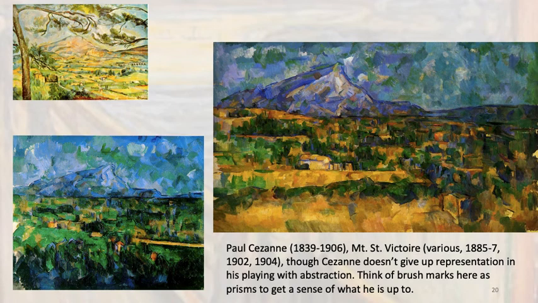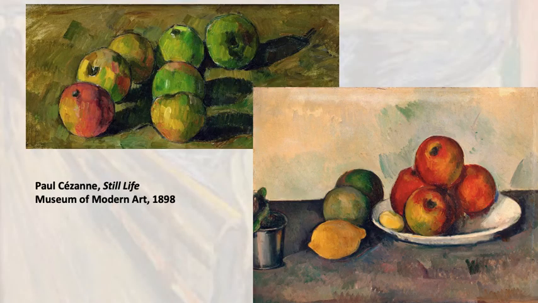So he takes this Mount Sainte-Victoire, painted in different ways, and he gives up representation as he plays with abstraction. It's almost like the brush marks are a prism that gives you a sense to look into what he's seeing. So it's a new way of looking at things. This is, again, from the late 19th century, late 1800s. Here he is with some still life pieces.